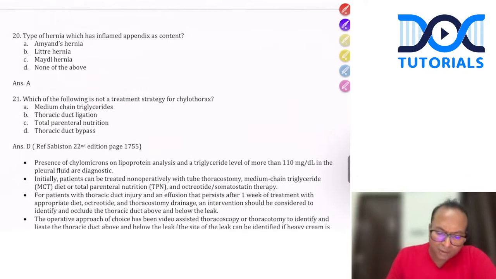Type of hernia which has an inflamed appendix. The type of hernia with an inflamed appendix is Amyand's. No doubt in that. Littre's is Meckel's.